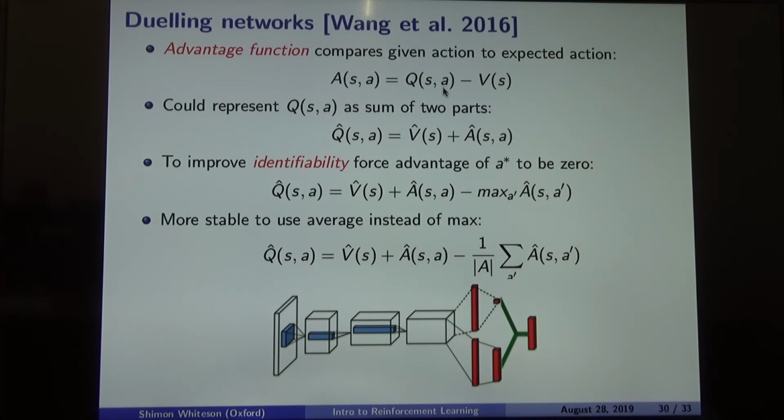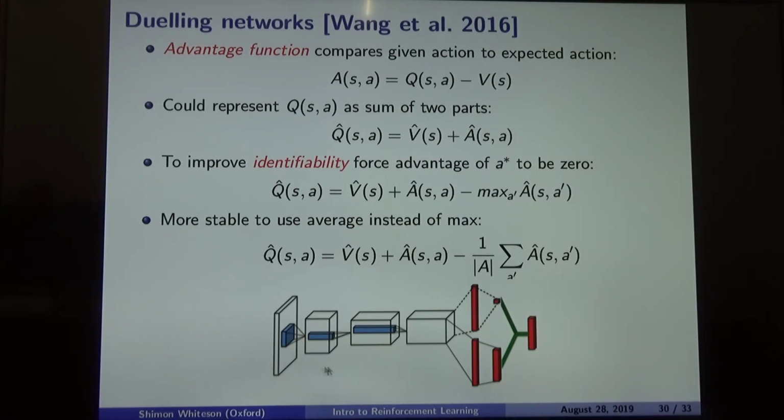So here we compare, if I were to take this action, how would that differ from what I would do in expectation? Now the idea behind dueling networks is that this Q function that we're trying to estimate using DQN, we can decompose as a sum of two parts. We can say the Q function is just the sum of the value function and the advantage function. That's what's shown in this figure here.